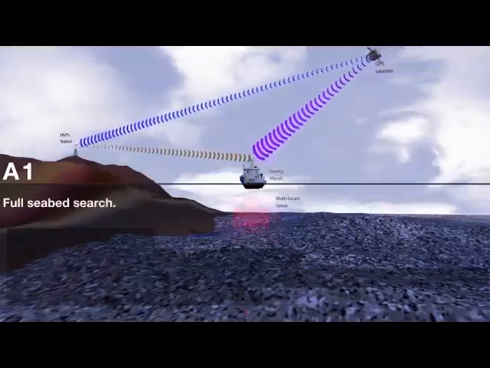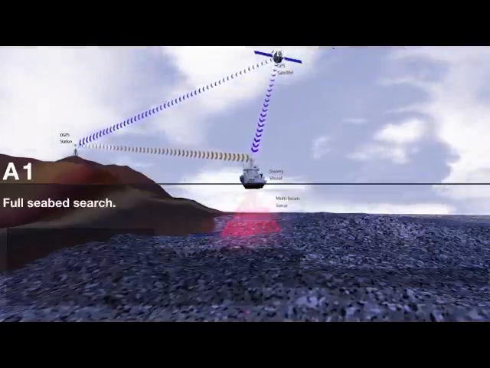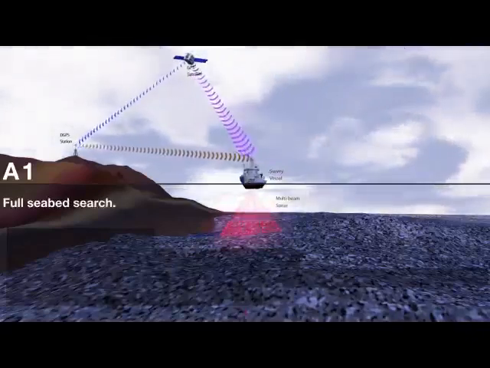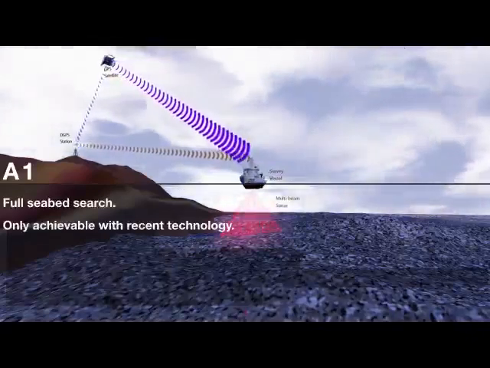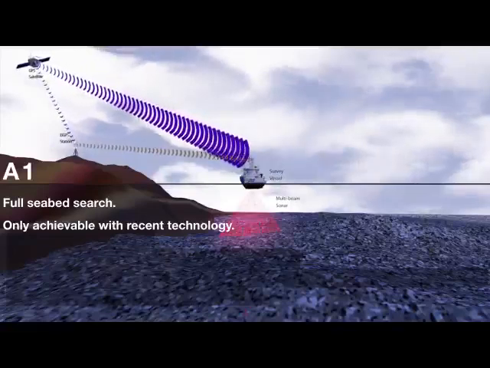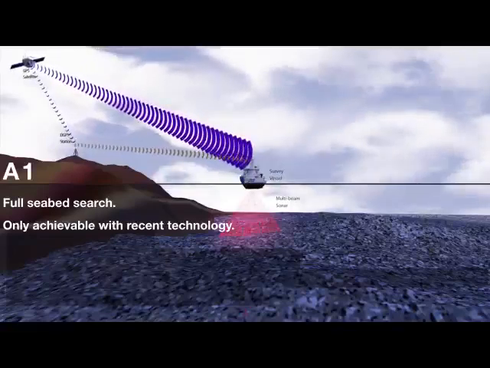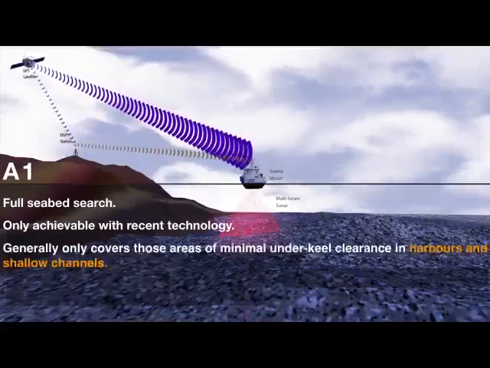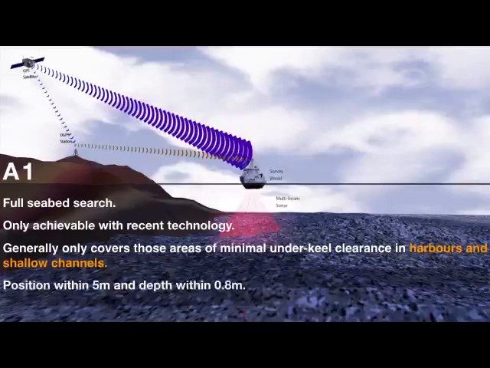For A1 surveys, DGPS positioning is used, and a full seabed search is conducted, which has only been achievable with recent technologies such as multi-beam sonar. This type of survey generally only covers areas of minimal underkeel clearance. Positions are within 5 meters and depths within 0.8 meters.